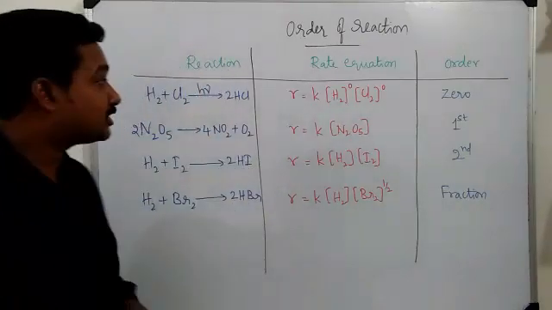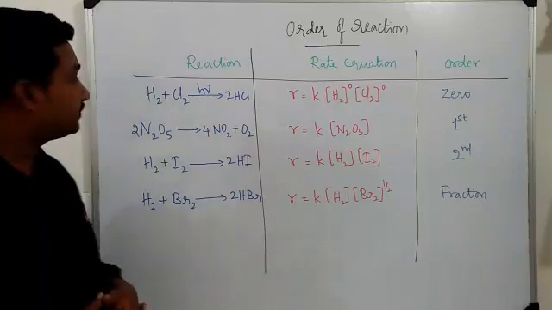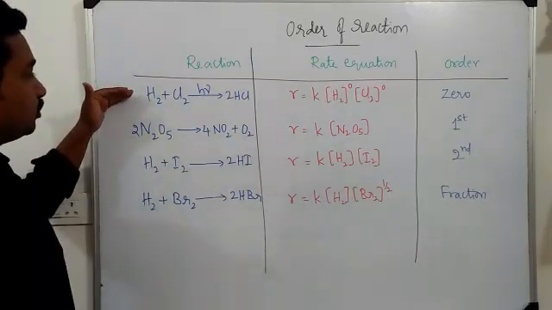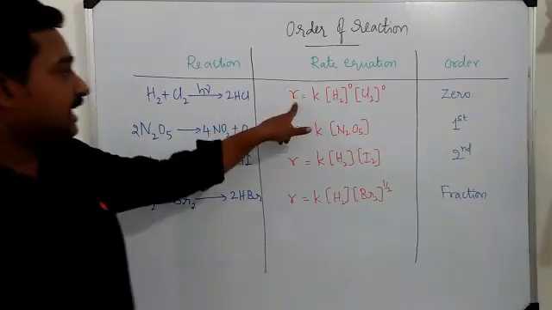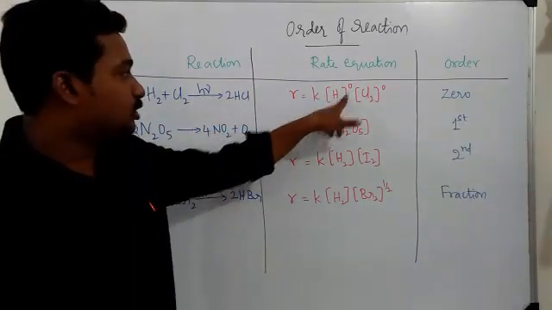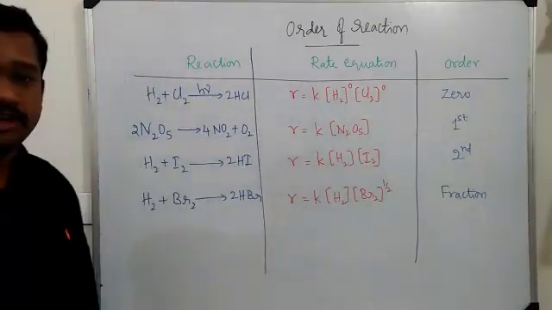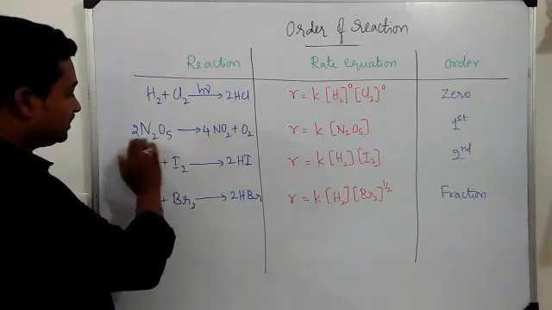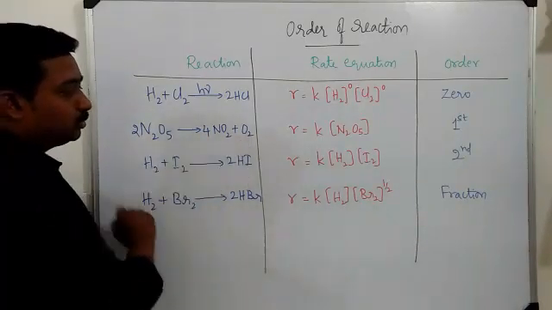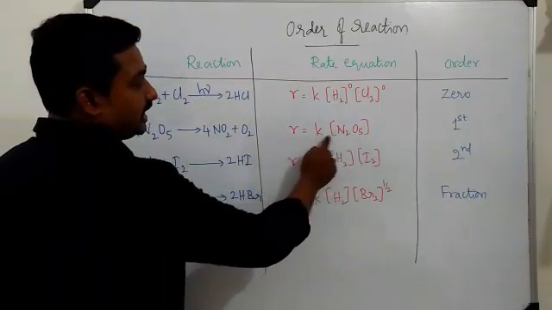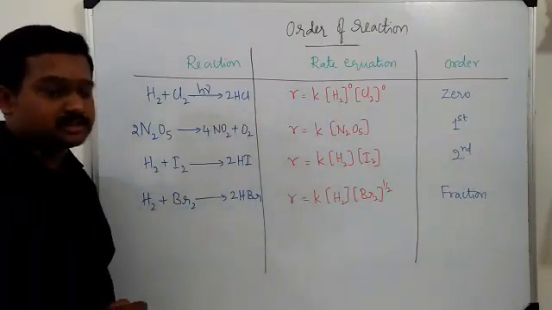Here is a consolidated table to represent different orders of reactions. In the first case, I have H2 plus Cl2 giving 2 HCl. This is a photochemical reaction and the rate equation is K into H2 power 0, Cl2 power 0, and therefore the order becomes 0 order reaction. Then second case, decomposition of nitrogen pentoxide into NO2 and O2. This has the rate equation K into N2O5 power 1. Therefore, it is an example of a first order reaction.